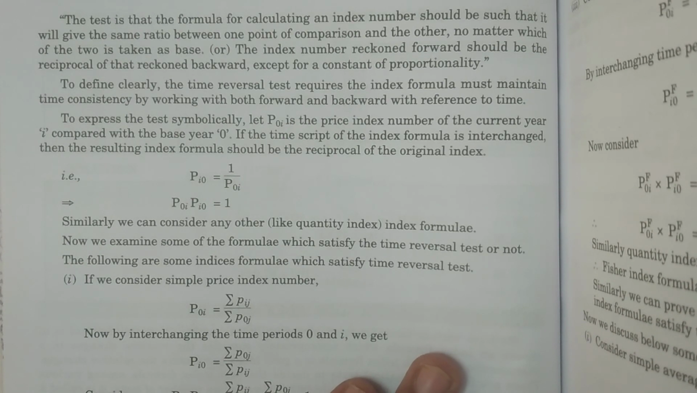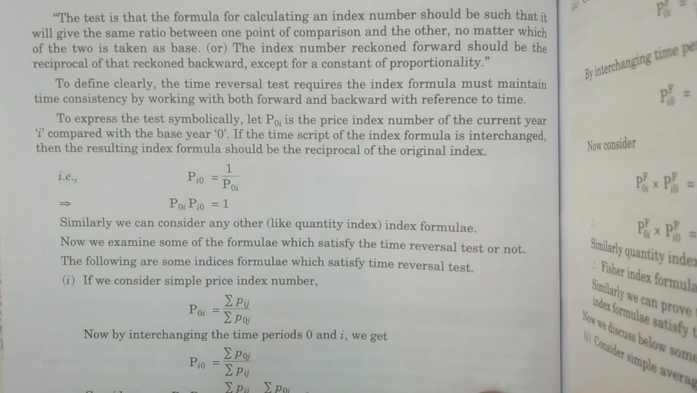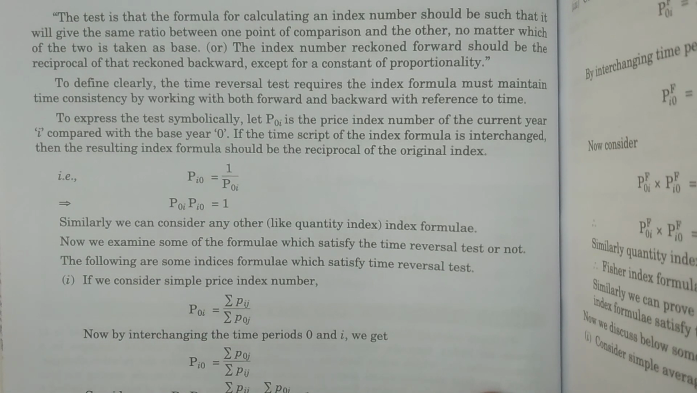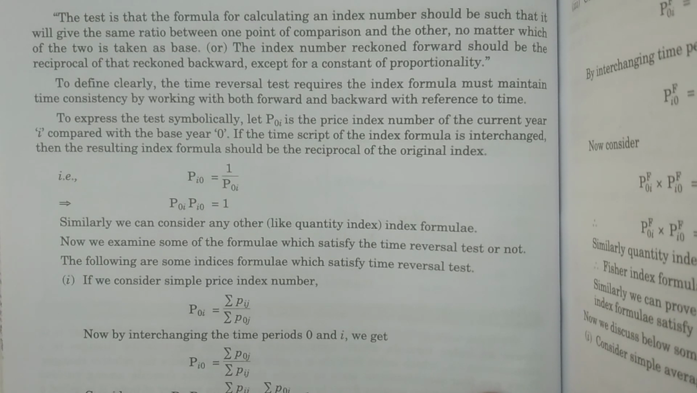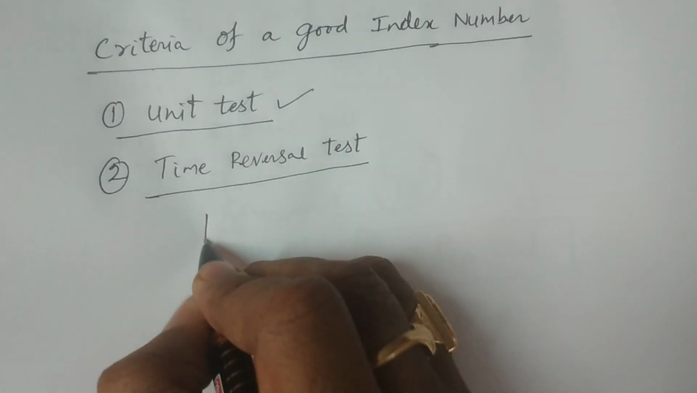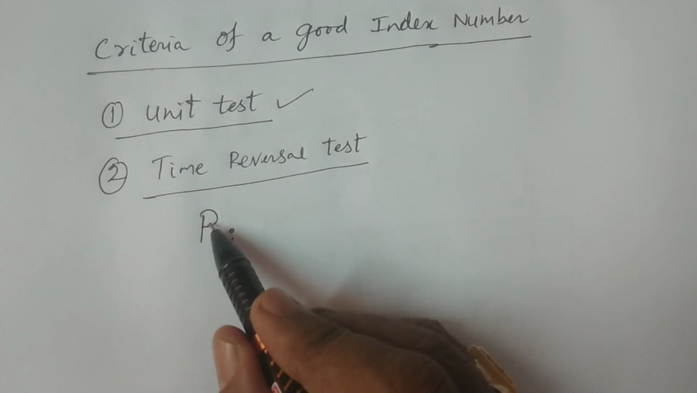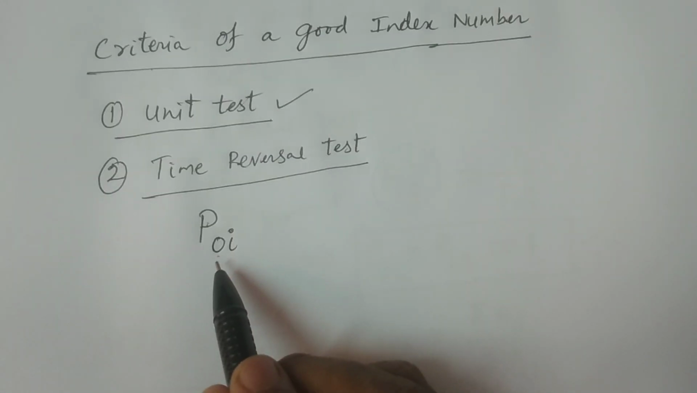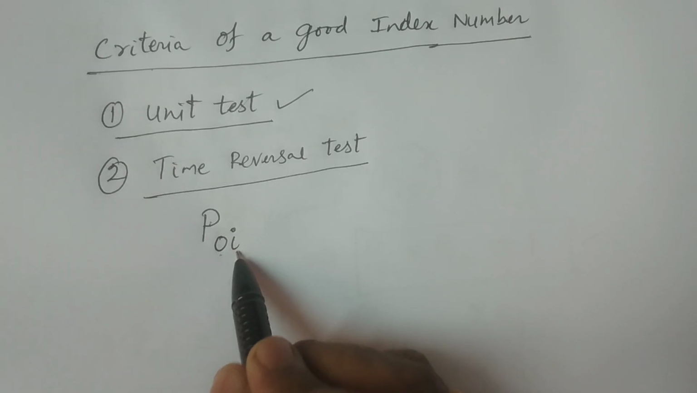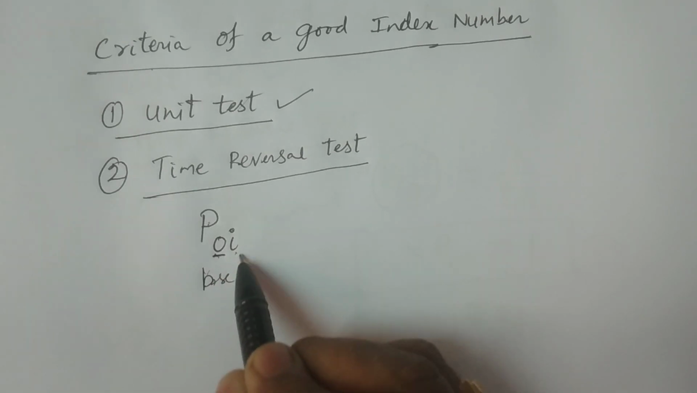So the time reversal test means, if you interchange two time periods, we should get one as the reciprocal of the other. Let me express this in a formula. For example, consider two time periods for a price index number. The price index number is calculated for the current time period and based on the base period. For example, 0 is the base period and i is the current period.